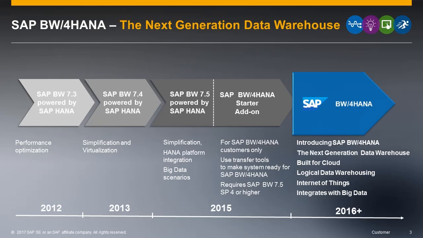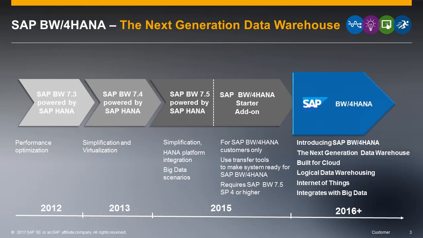We introduced some of the integration with some big data scenarios. And then we added the BW for HANA Starter add-on, which was formerly known as the BW 7.5 Edition for HANA. And then last fall, we introduced BW for HANA. BW for HANA is the next logical step with BW on HANA. Again, tremendous amount of performance boost, regardless of where you're coming from.